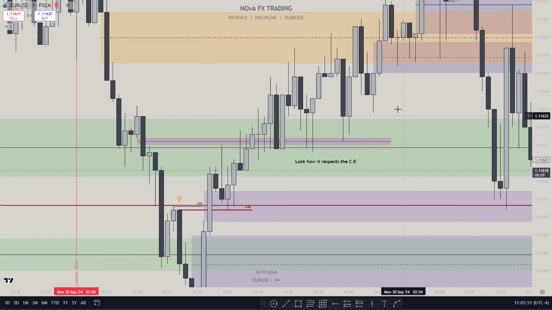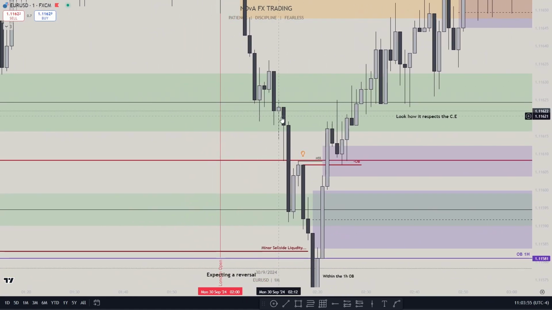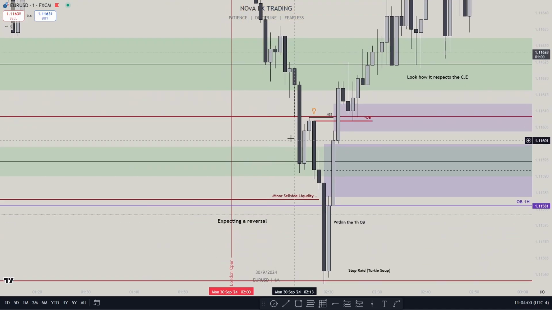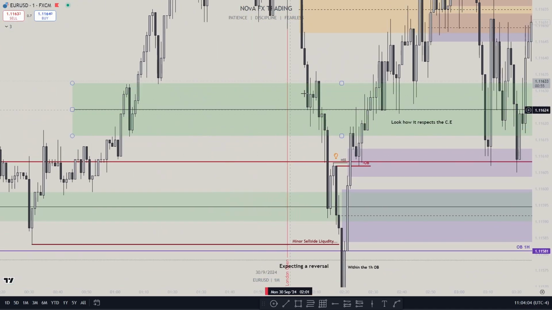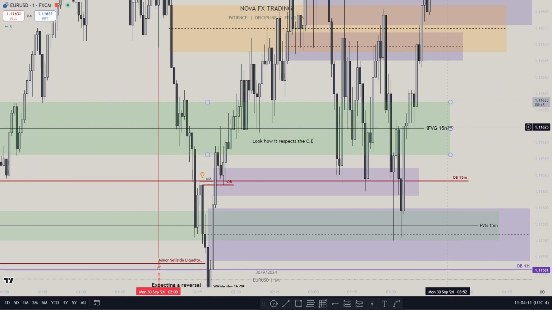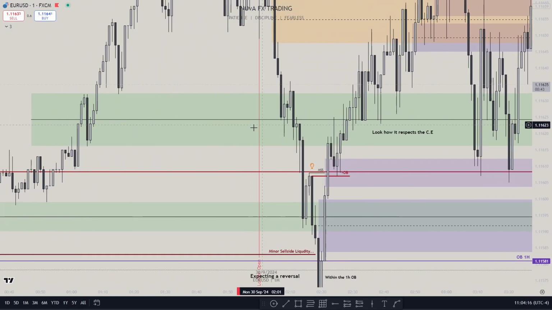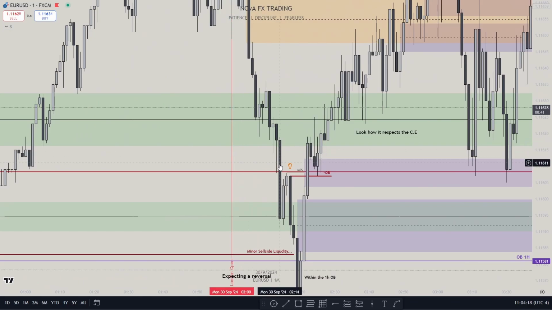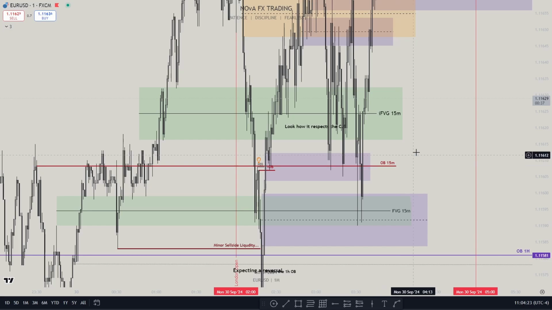All right, so we're going to delete this for now. The price went down. We're still looking for reversals. It then went to this 15 minutes fair value gap. By the way, this action made this fair value gap an inverse fair value gap. We wrote here inverse fair value gap 15 minutes. All right, so next it went down to this level, which is a 15 minutes order block.